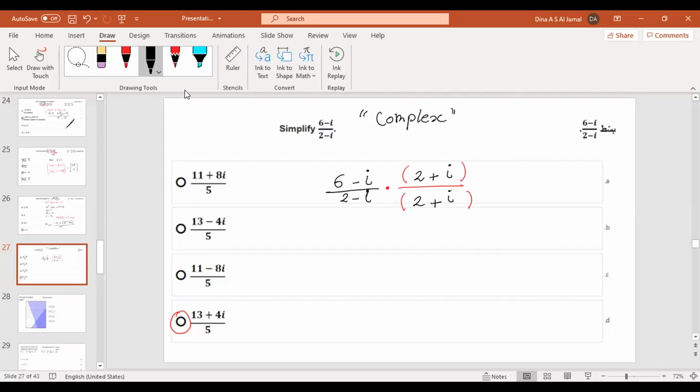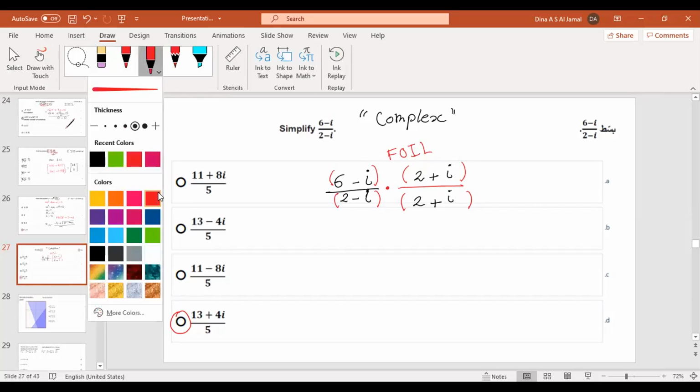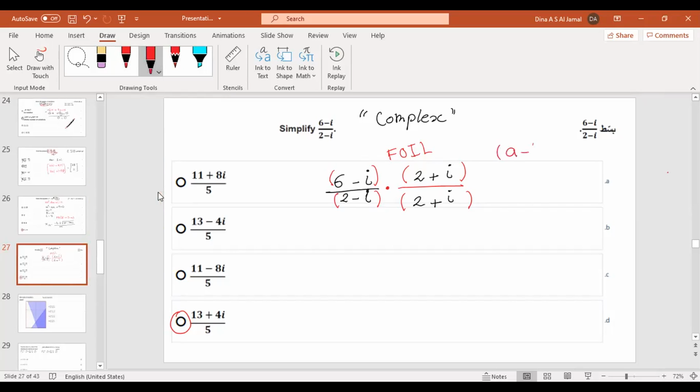With this, you will have in your numerator a binomial multiplied by a binomial. You can use the FOIL method. And in the denominator, we will have the special product, which is (a minus b)(a plus b), which is a squared minus b squared. So for this, you can use the FOIL method. For this, you can use the special product here.